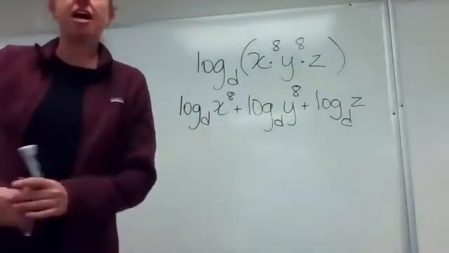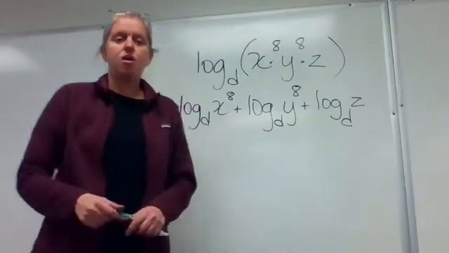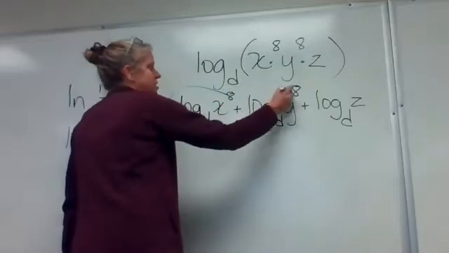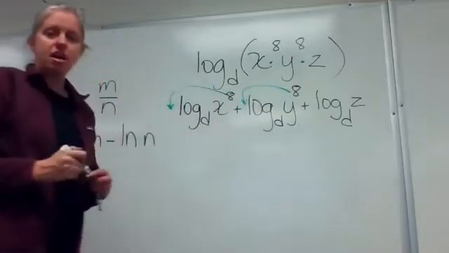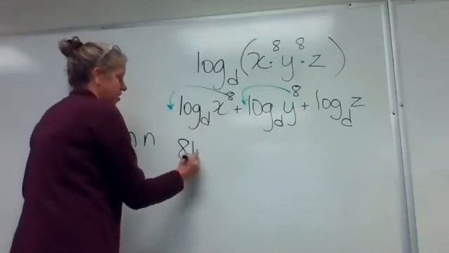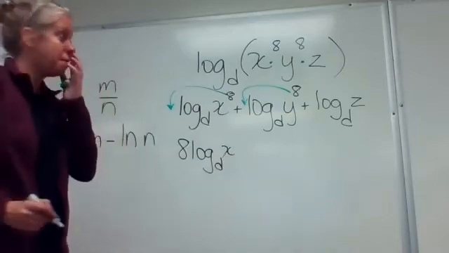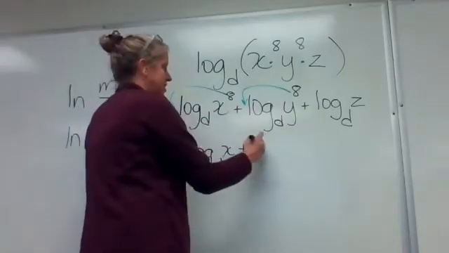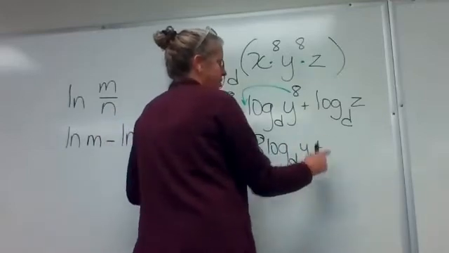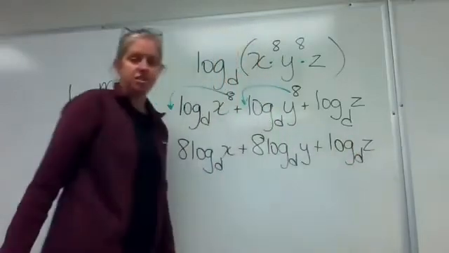Now, after you do that, you don't want to leave your logs having those exponents. Okay, what does that property tell me? These exponents can be rewritten down in front of their logs. So let's see, this one will be 8 log base d of x plus, bring down this 8, 8 log base d of y plus, then just drop this one down, log base d of z.